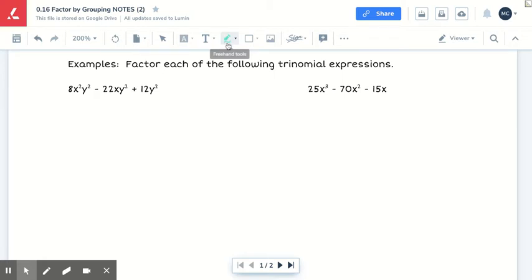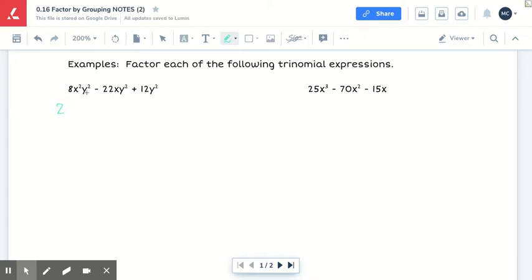Alrighty, so here we go. We're going to factor each of these trinomials. The first thing we're going to look for is a greatest common factor. I'm looking at the three terms that are here. I have coefficients on all three terms, and I note that all three of them are even numbers, so I know for sure they're at least divisible by 2. 8 and 12 are divisible by 4, but 22 is not divisible by 4. So 2 is going to be our greatest common numeric factor.